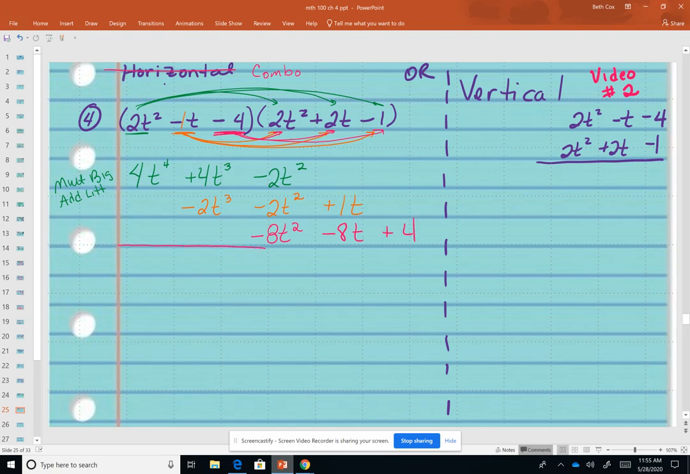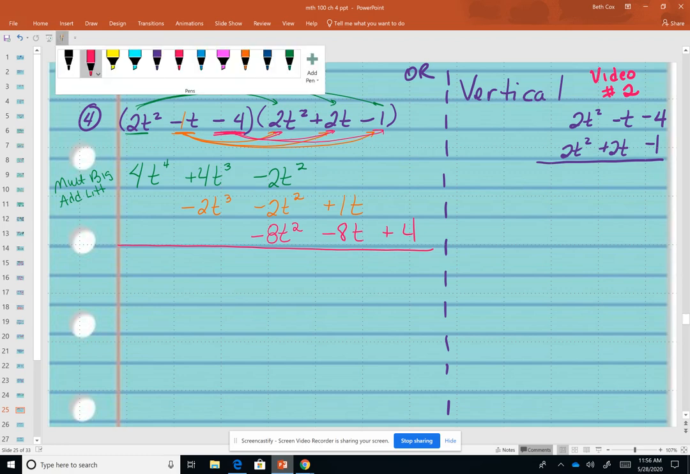So this is kind of a horizontal vertical combo. I did my horizontal multiplications, but when I wrote down each one of the numbers that I got, I lined them up vertically so it would make it easier for me to do my additions.